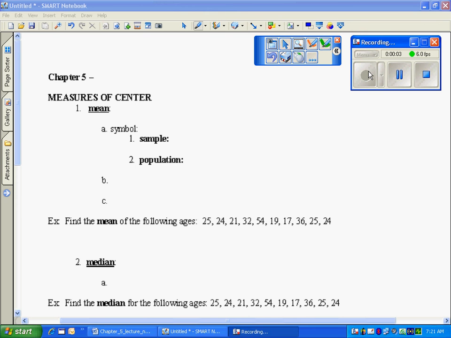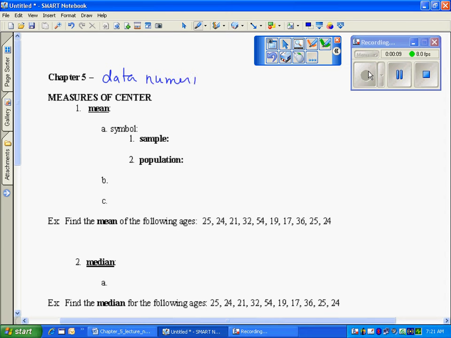Chapter 5, we're going to be looking at data. And instead of looking at pictures now, we're going to look at data numerically. We're going to look at data in terms of numbers. And that first number that we're going to be able to calculate is called a measure of center. And that's just it. We're looking at the center of the data, sometimes known as the average.